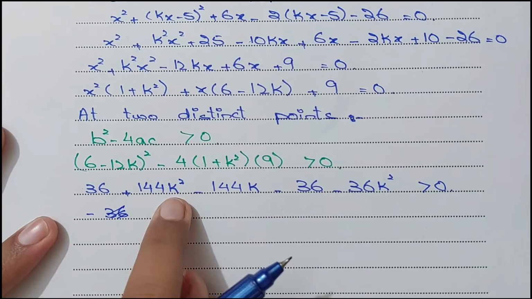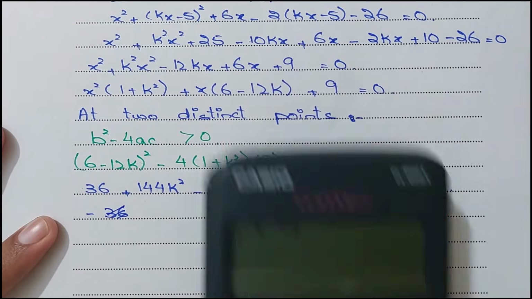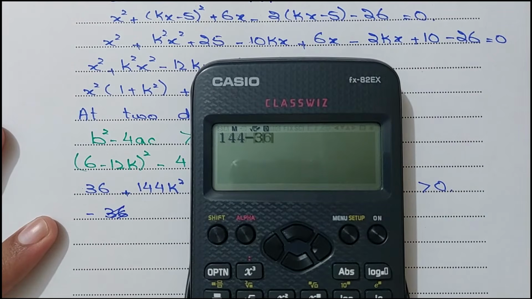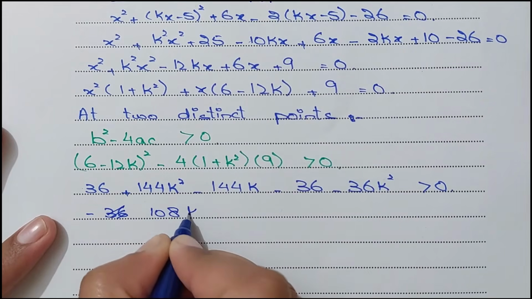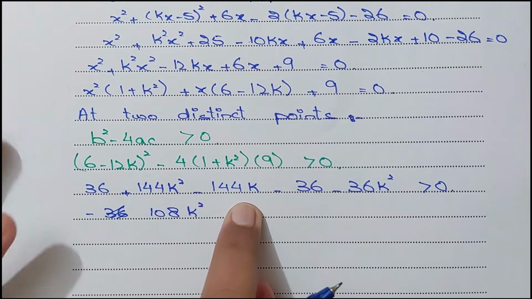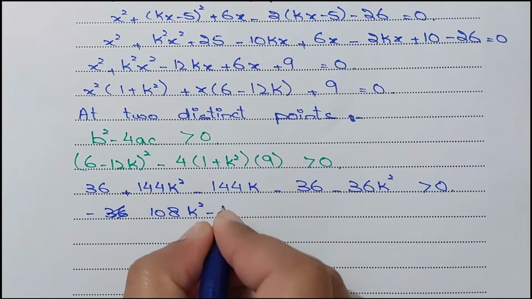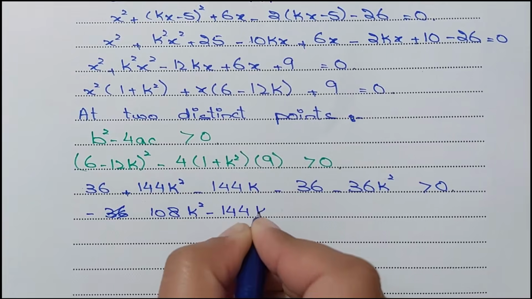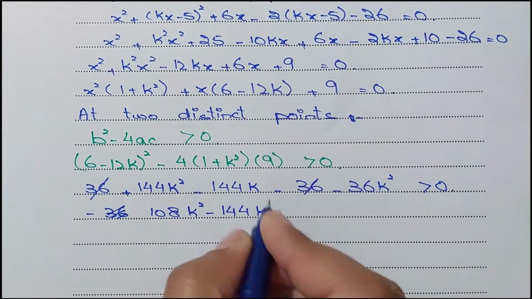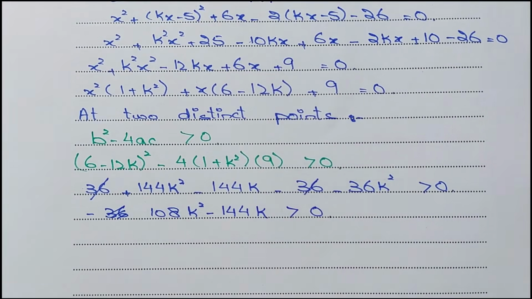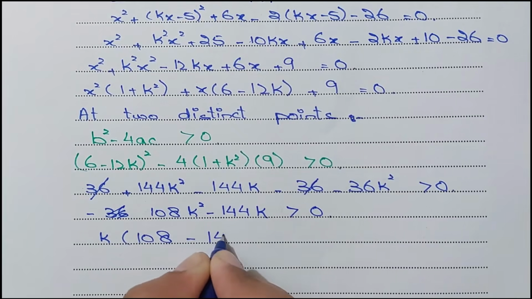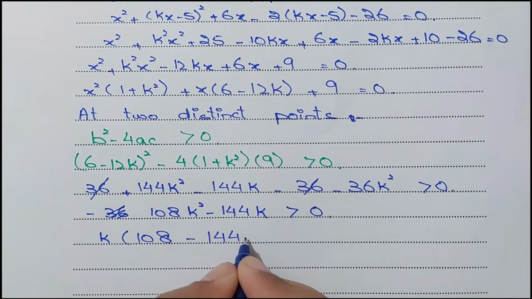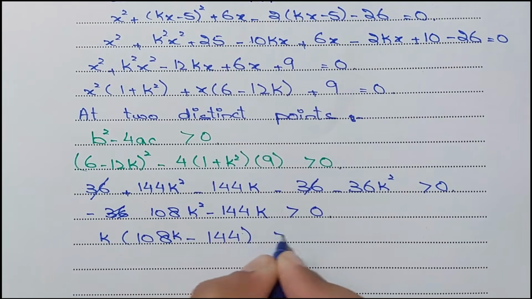So let me simplify the k square term. 144 minus 36 is 108 k square. 108 k square. The k term is just minus 144k, and positive 36 and negative 36 cancel. This is greater than 0. Right, now let me solve for k. So k is common. 108k minus 144, sorry, this is greater than 0.